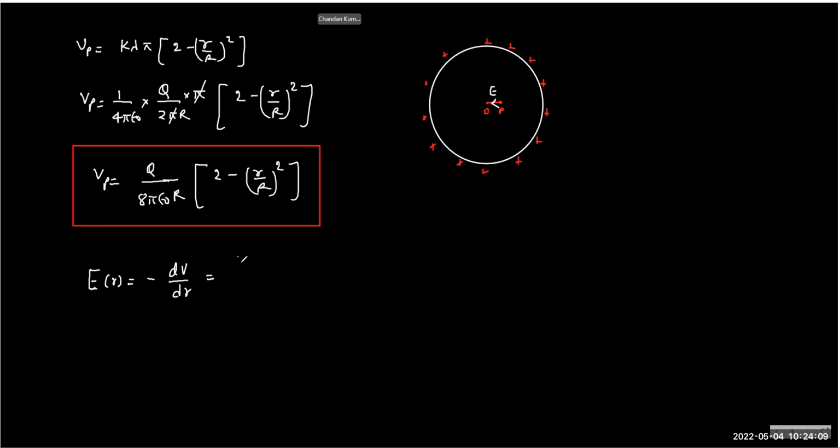That's the whole purpose. So we can write minus q by 8 pi epsilon naught R, and if you differentiate, 2 will become 0, and this will become minus 2r by R square. Okay. The electric field in the vicinity turns out to be how much? Q upon 8 pi epsilon naught R cube into r, 4 pi. Sorry.